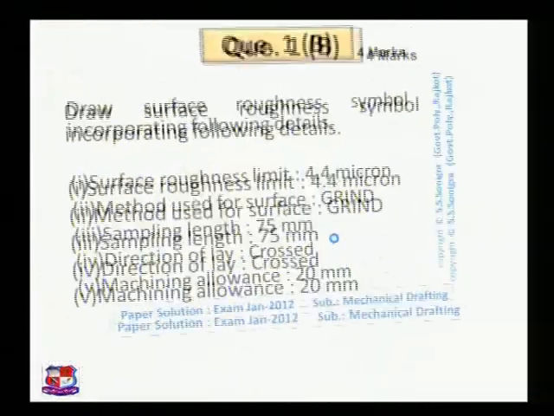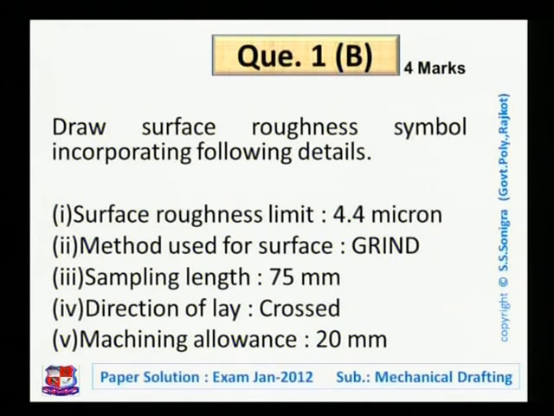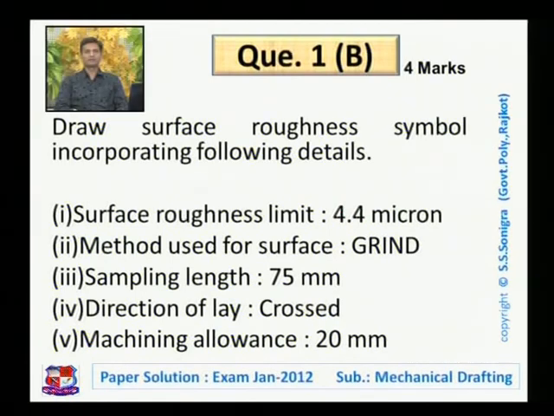Now the next problem, question number 1b, asked for 4 marks. Draw a surface roughness symbol incorporating the following details. Surface roughness limit is 4.4 micron. Method used for surface preparation is grinding operation. Sampling length is given as 75 mm. Direction of lay is crossed, and machining allowance is given as 20 mm.